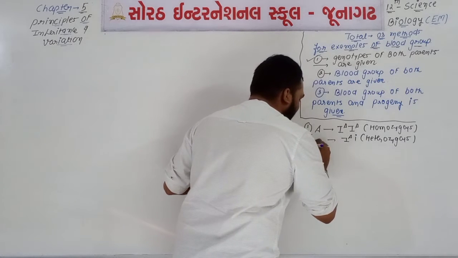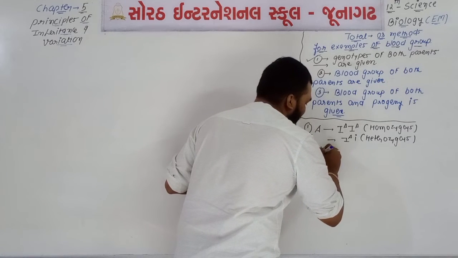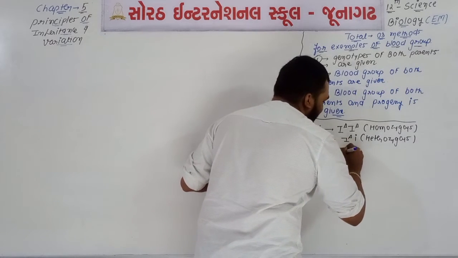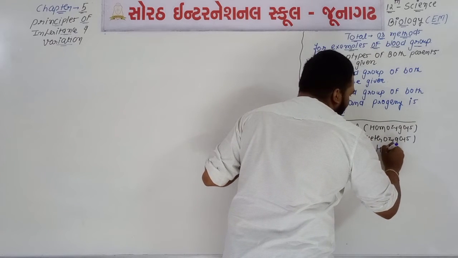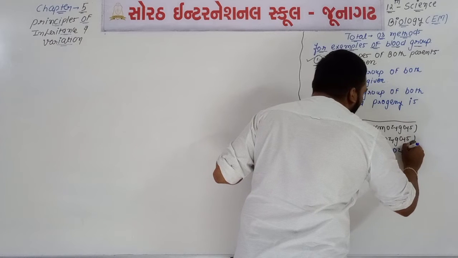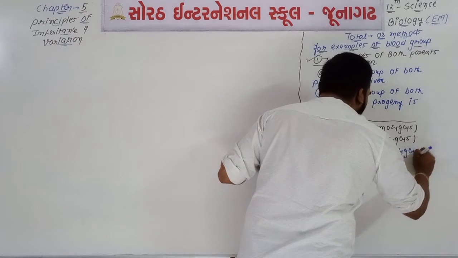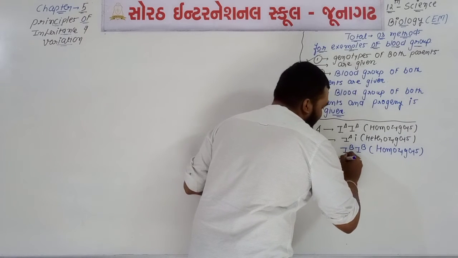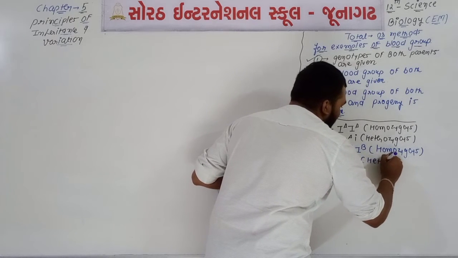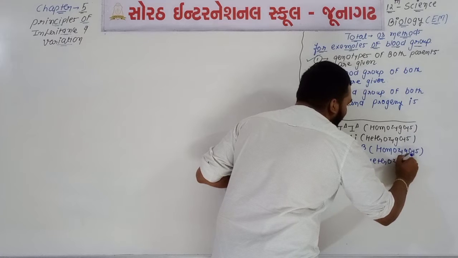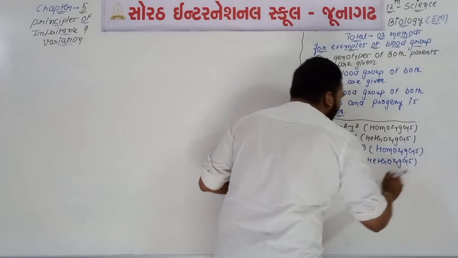If we talk about the second one, blood group B, we can say I^B I^B is a homozygous type of pair, and I^B i is a heterozygous type of pair.